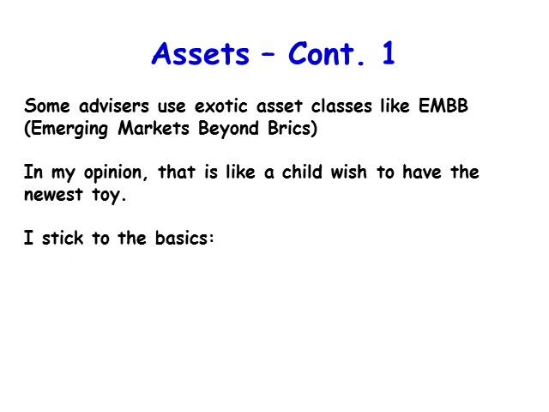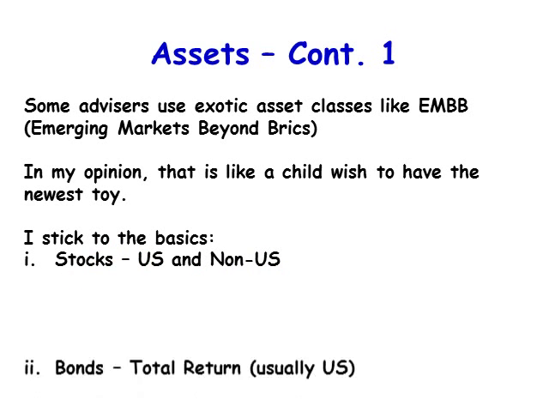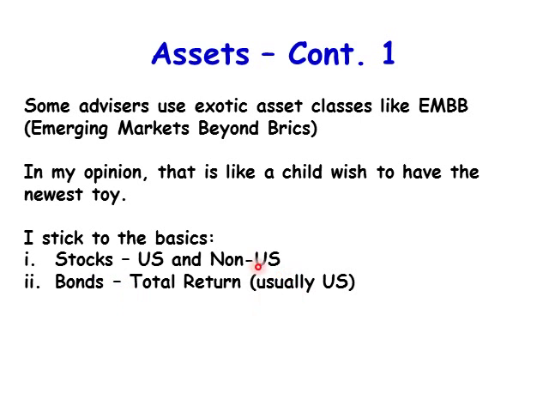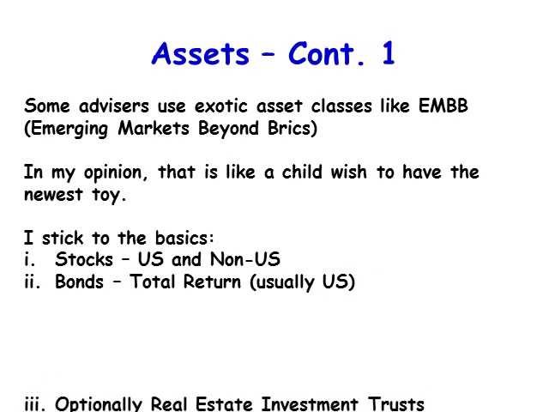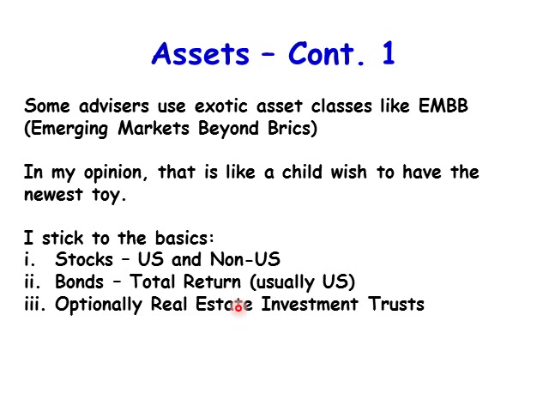I stick to the basics, which are stocks, US and non-US, and bonds, where I use the intermediate term bond and total return bond, usually US only, and optionally real estate investment trusts, and optionally high yield bonds. So we have stocks, we have bonds, and maybe real estate investment trusts, maybe a high yield bond.